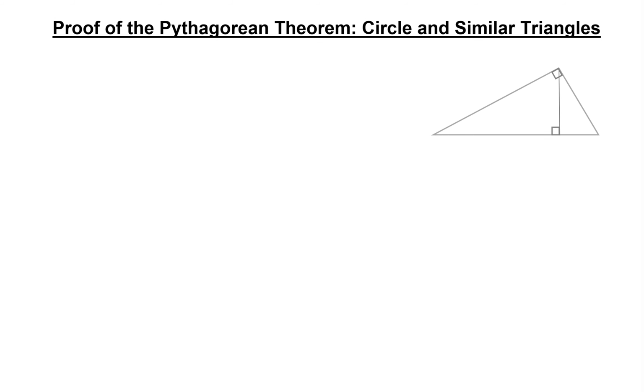And with this triangle, let's say we have a vertical altitude line that looks like this. So what we just did was create two similar triangles within this larger triangle, and the triangle on the left we can just call triangle 1, and the triangle on the right we can call triangle 2.